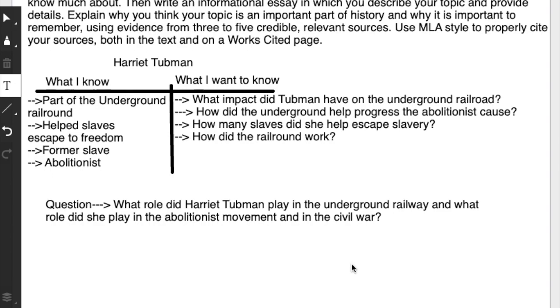And the question I wrote down is, what role did Harriet Tubman play in the Underground Railway, and what role did she play in the abolitionist movement and in the Civil War? So, I'm focused on her, but I'm also taking the ideas a little bit further and progressing, like what the importance of that railroad was and how it helped implement changes during that time period through the movement and through the Civil War.